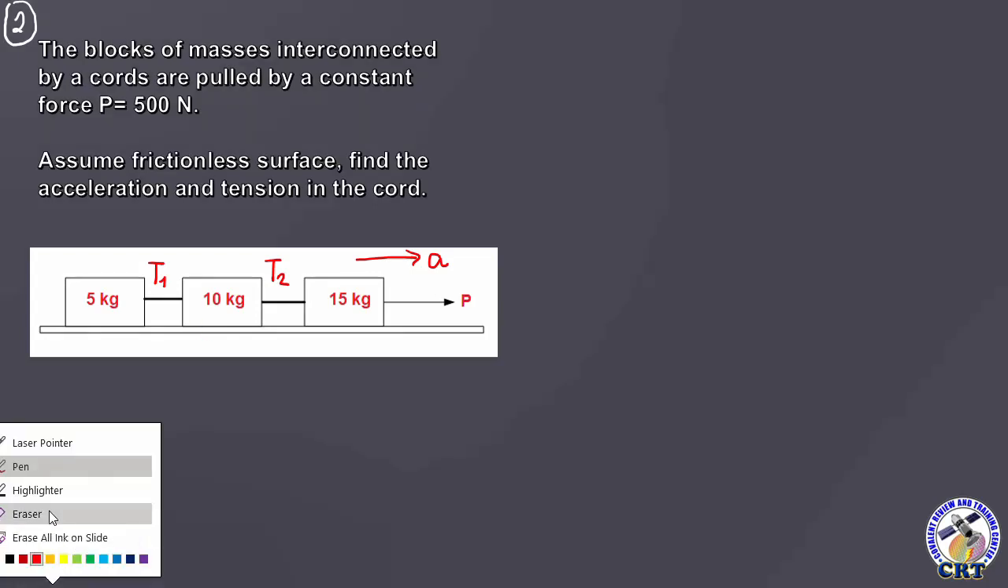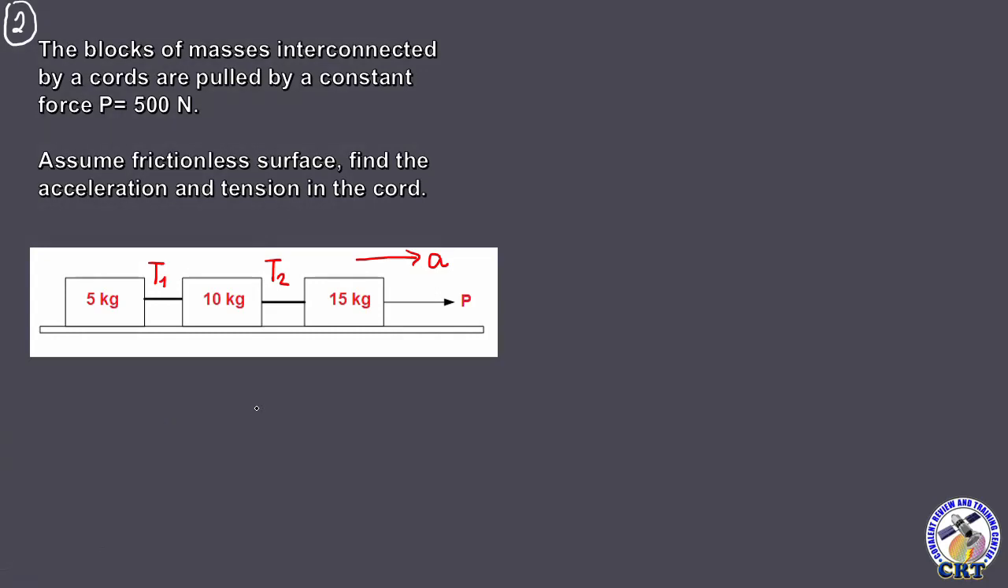Also, we presented a shortcut in the previous example. For the shortcut, the acceleration of the whole system is equivalent to the F net divided by the summation of masses.